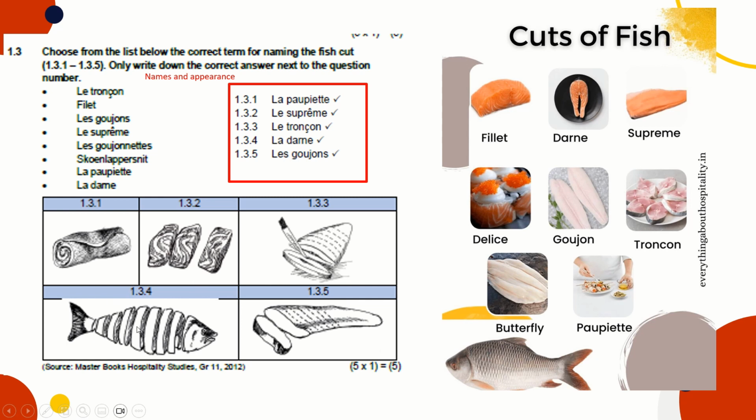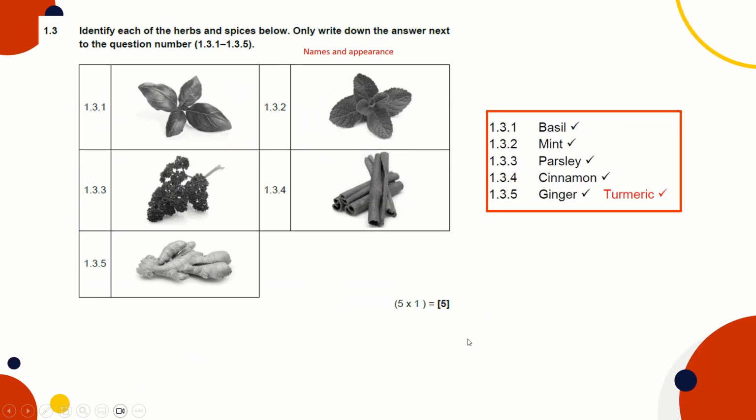1.3.4 is Le Don, and then 1.3.5 is Les Gajons. This question, you need to identify the herb and the spice below. So to answer this question, you need to know the names of the different herbs as well as how they do look like. Now the first one, 1.3.1, this is the basil.